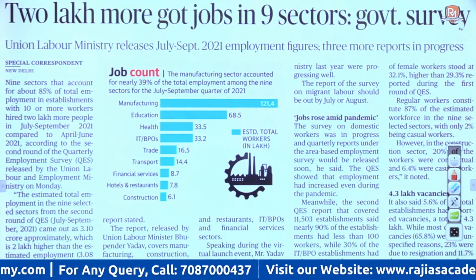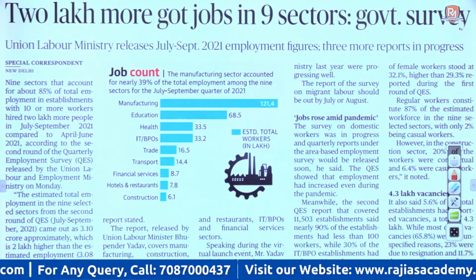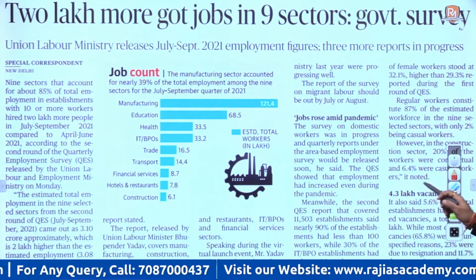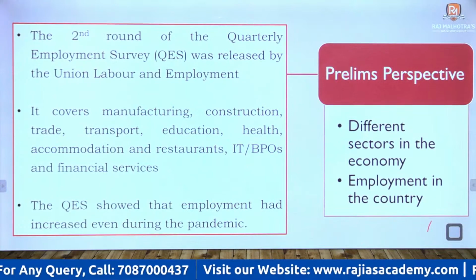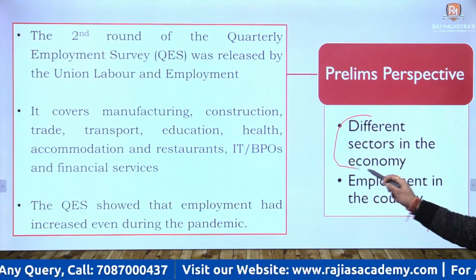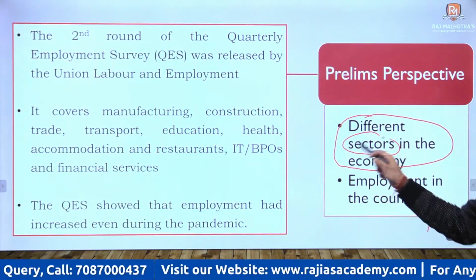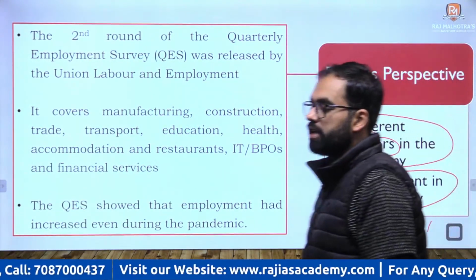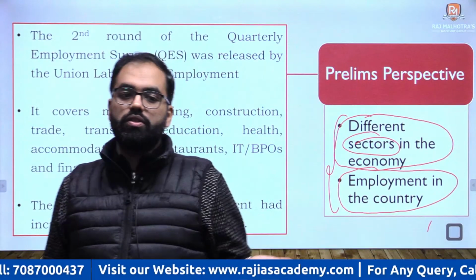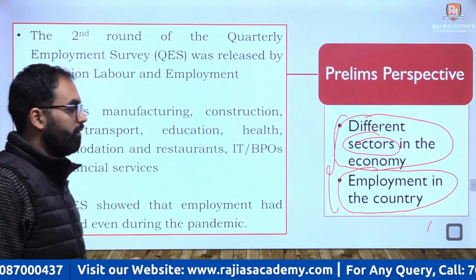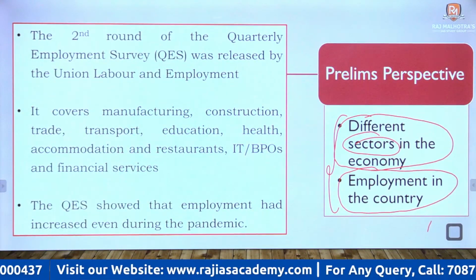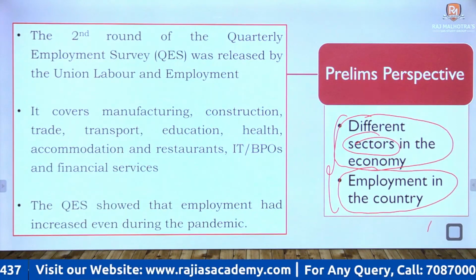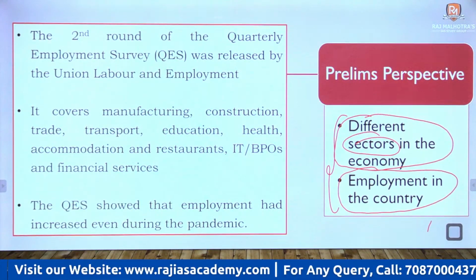Yes, so 2 lakh more got jobs in 9 sectors. That is the government survey, the QES, right? So what is important? What is the state of different sectors in the economy, the employment scenario in the country, and certainly the state of the Indian economy at large, right? Because you again have the Omicron cases rising, and because of that, an impact on the Indian economy as also on the world economy.